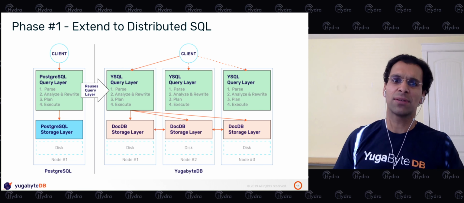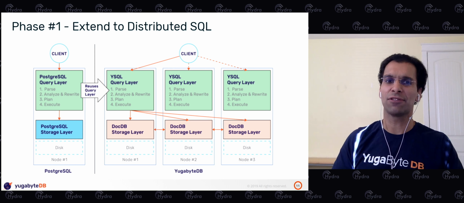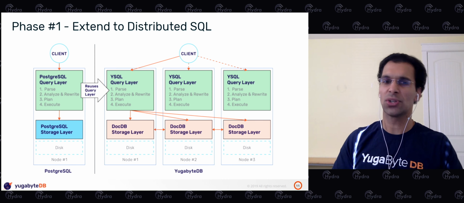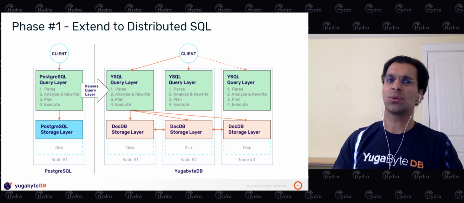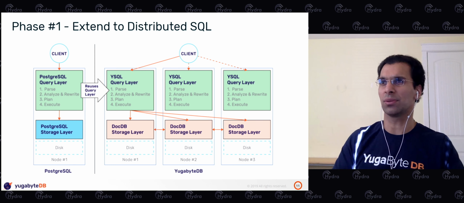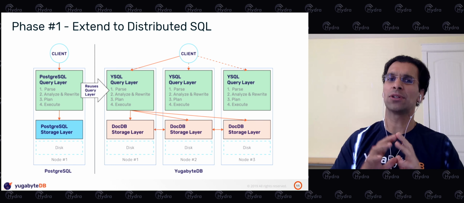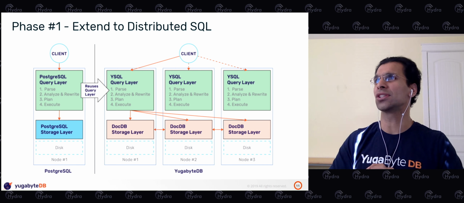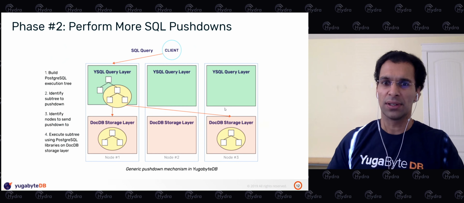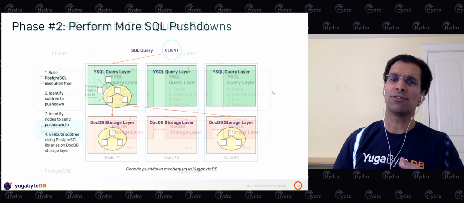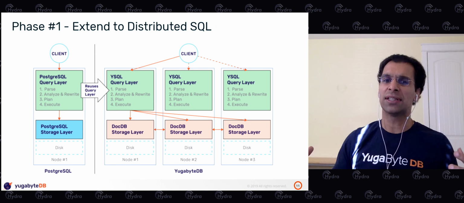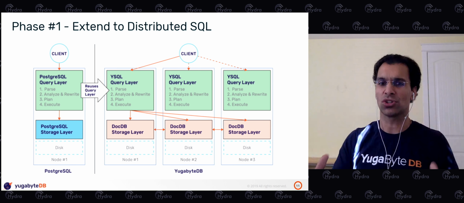So we said we wanted to retain the upper half of PostgreSQL, and replace the lower half, which was a single disk, with a distributed store. The first step of the journey was to extend PostgreSQL to distributed SQL. This is the step where you're now able to make the upper half of Postgres almost stateless and work against a different distributed store underneath. The second phase: at the end of the first phase, all of the data now has to flow to the query layer from the storage layer underneath.